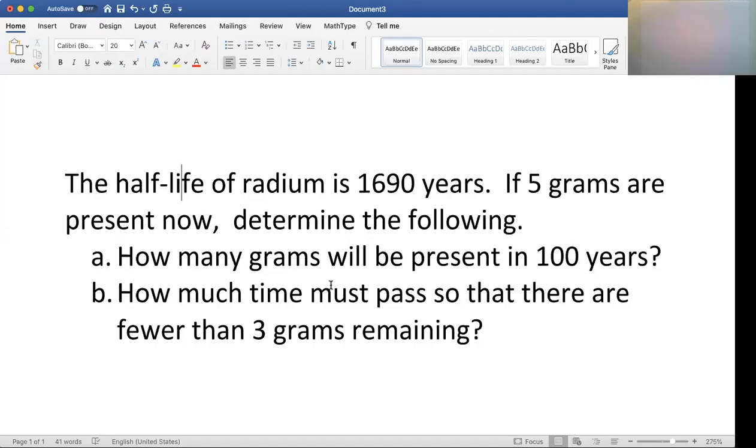This question says the half-life of radium is 1,690 years. 5 grams are present now. Determine the following: how many grams will be present in 100 years, and how much time must pass so that there are fewer than 3 grams remaining? So the half-life is 1,690 years. What can we say about this?